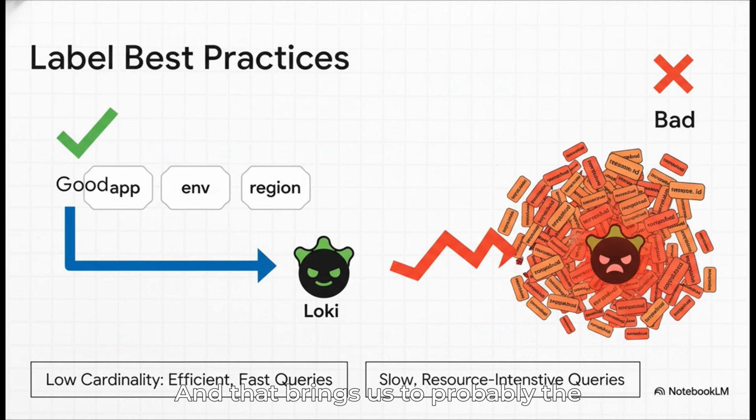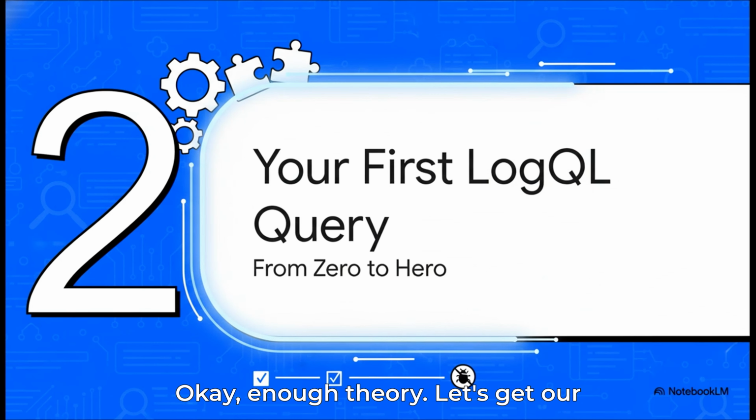And that brings us to probably the most important thing you need to remember to get Loki right. You have to choose your labels wisely. You want labels that are static and don't have a million different possible values, what we call low cardinality. Think app, environment, region. What you should never do is use a label for something with super high cardinality, like a user ID or a trace ID. If you do that, you'll create millions of tiny little streams, and you basically destroy the very thing that makes Loki so fast.